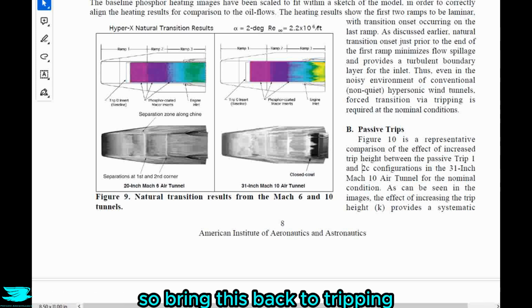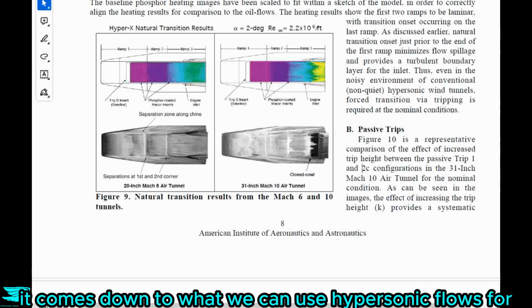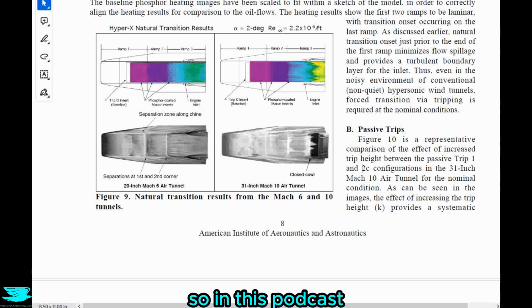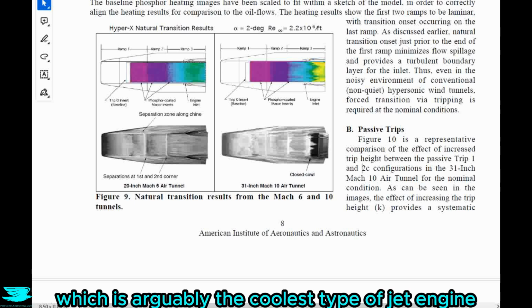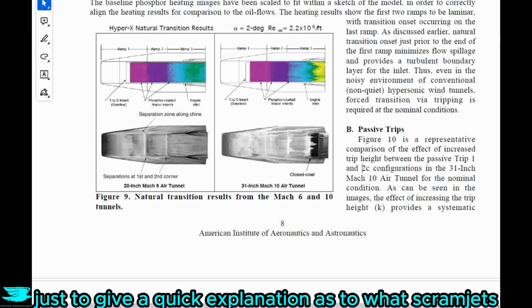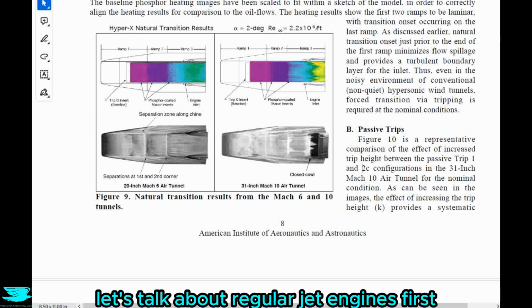So bringing this back to tripping a boundary layer in hypersonic flow, why would we want to do that? Well, it comes down to what we can use hypersonic flows for. So in this podcast, we're looking at a scramjet in particular, which are arguably the coolest type of jet engine. And just to give a quick explanation as to what scramjets are, let's talk about regular jet engines first.